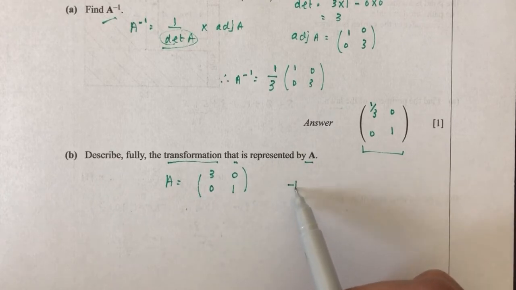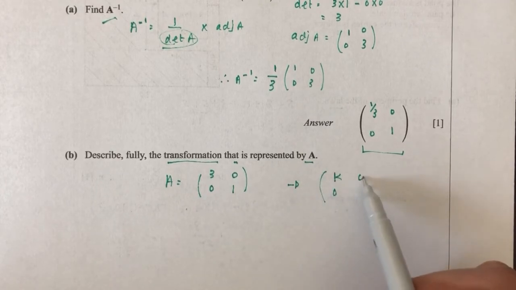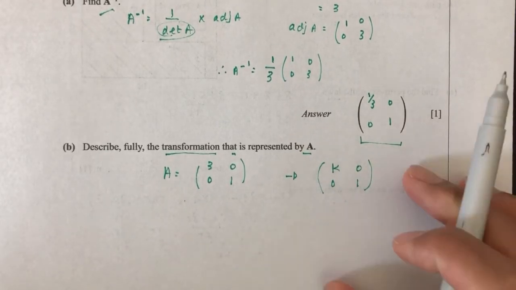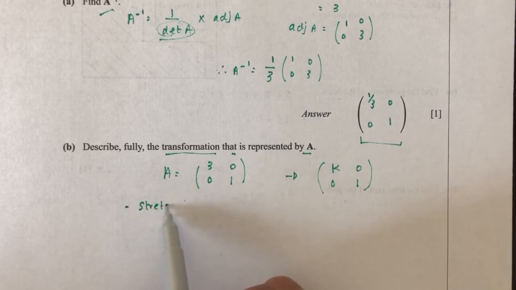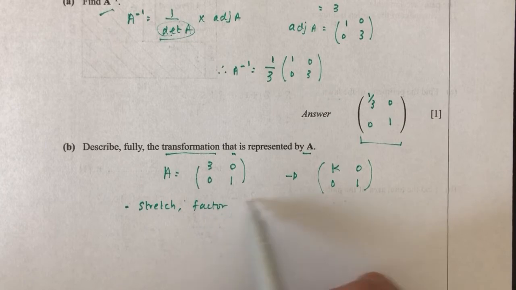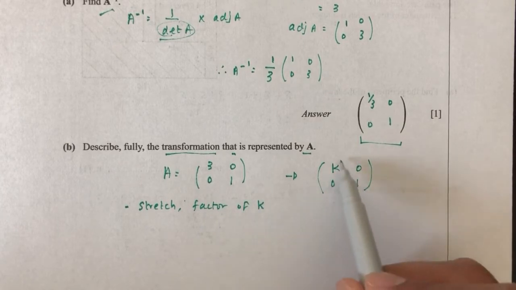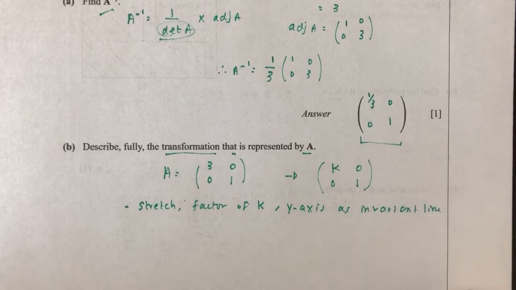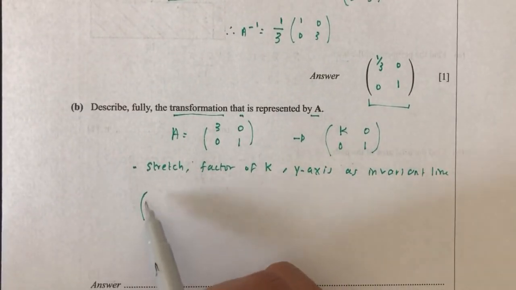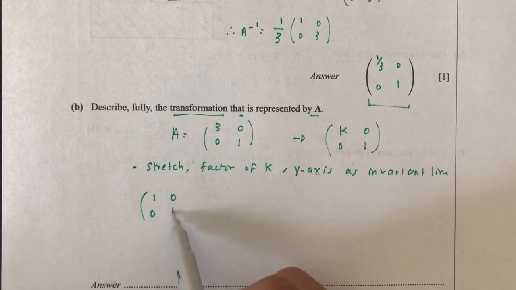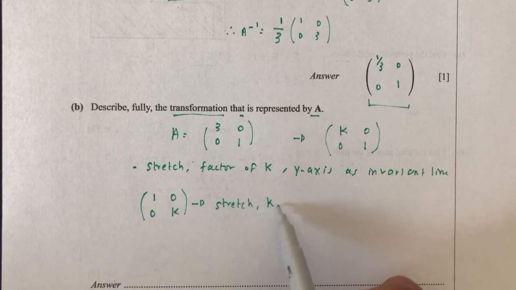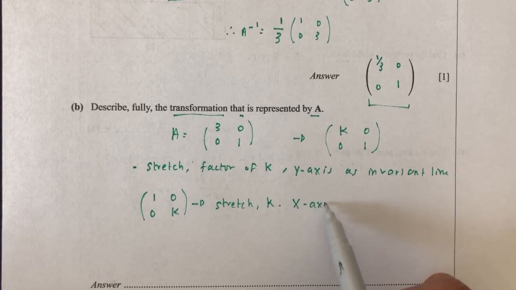As you can see, it is in the form of K, 0, 0, 1. So when you have K here and 0, 0, 1 here in this form, it means that it is a stretch factor of K, and when this is here, y-axis is the invariant line. So to give you the other example, if it is written as 1, 0, 0, K, this is still a stretch, still with factor K, but the x-axis is the invariant line.